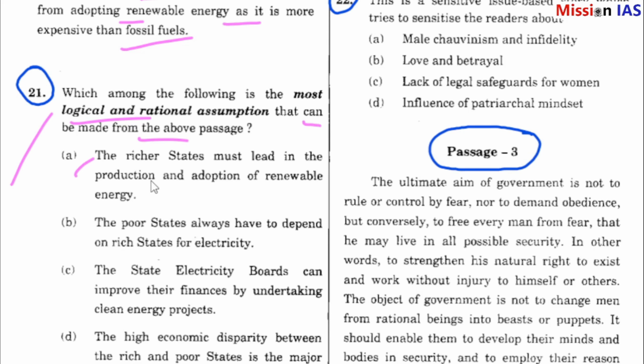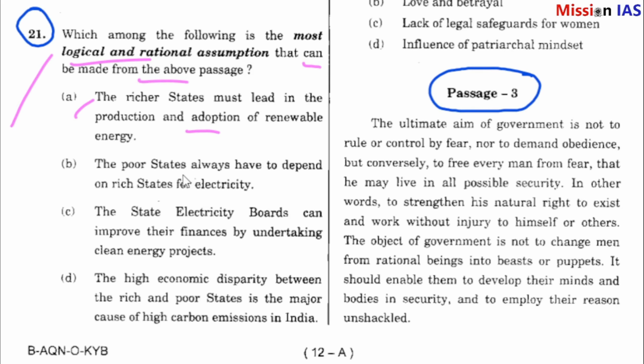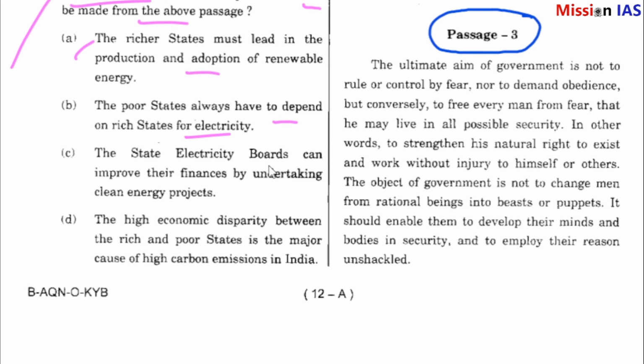First option, the richer state must lead in the production and adoption of renewable energy. The poor state always have to depend on rich states for electricity. The state electricity boards can improve their finances by undertaking clean energy projects. The high economic disparity between the rich and poor state is the major cause of high carbon emission in India.